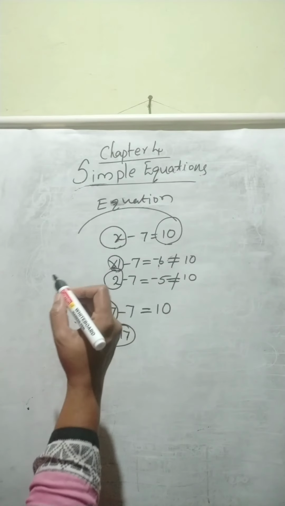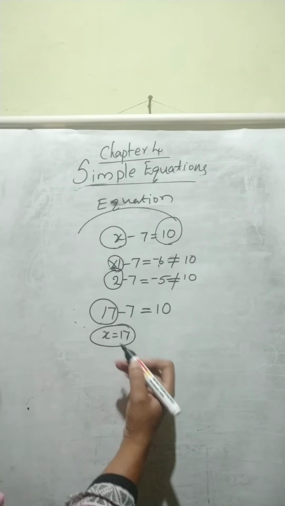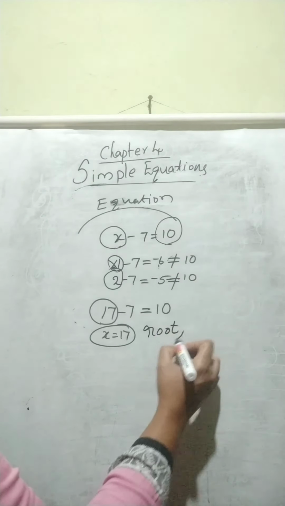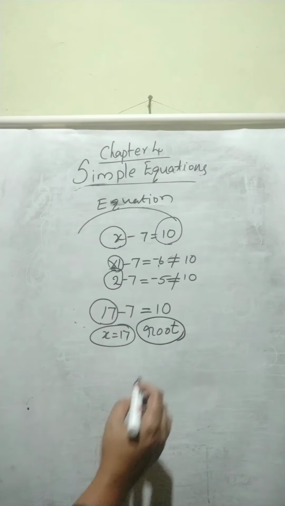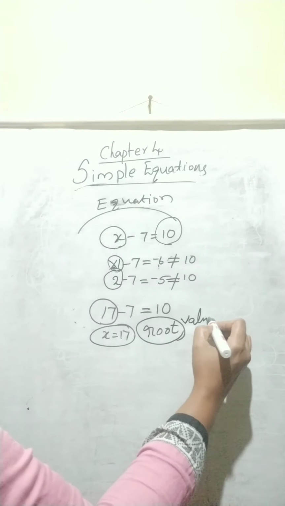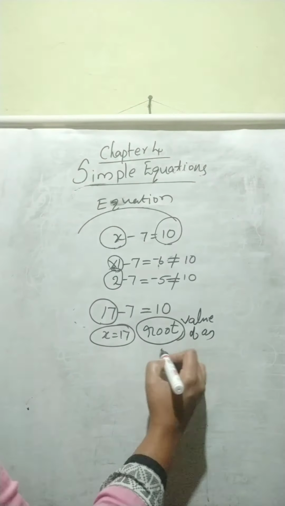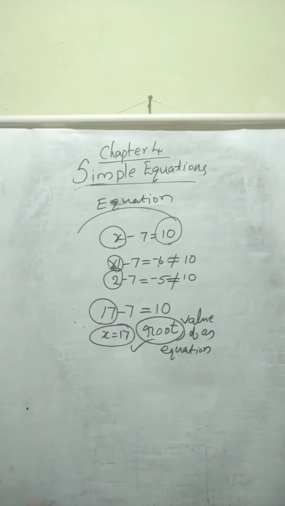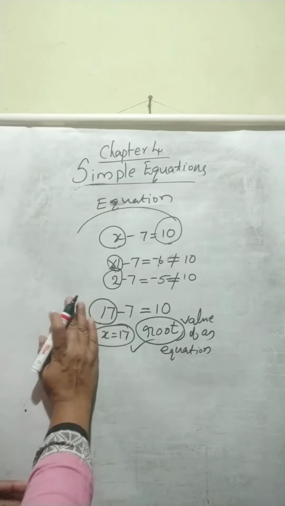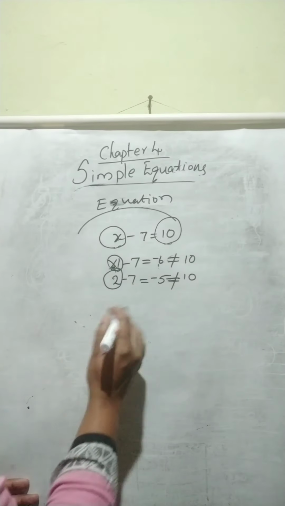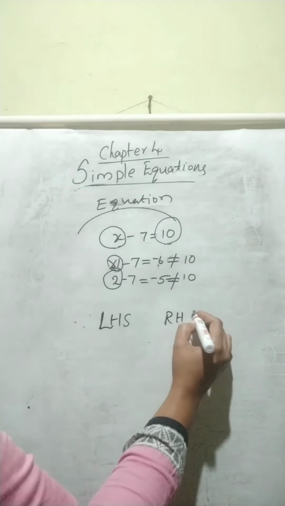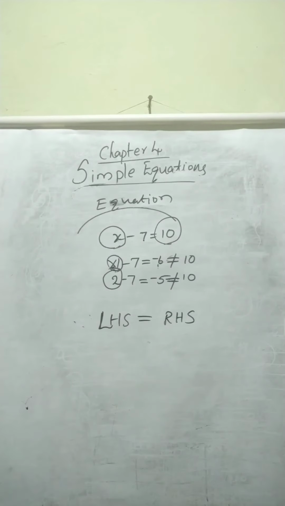So the value of the variable is known as the root of an equation. The value that satisfies an equation is known as the root of this equation. An equation contains two parts, the LHS side and the RHS side. There will be an equal to sign.